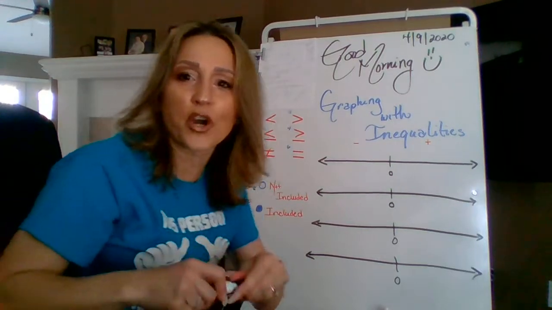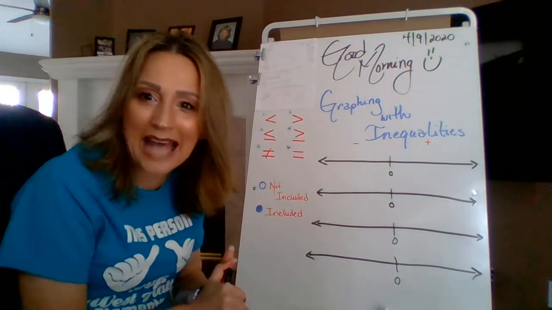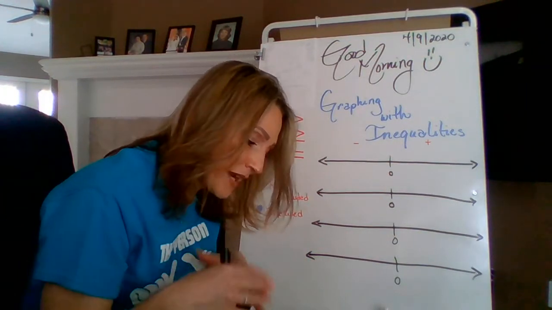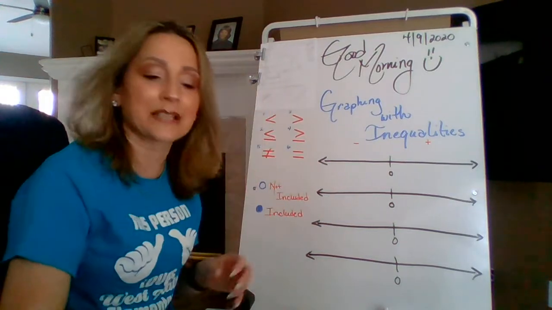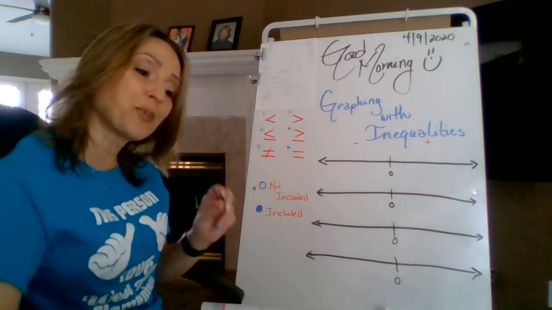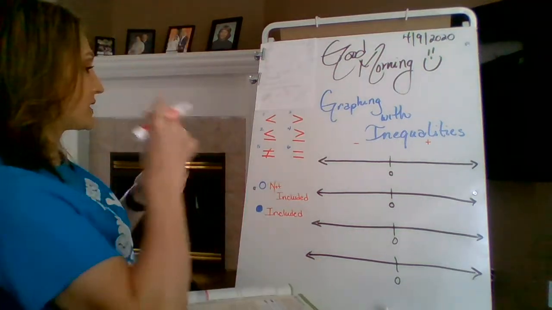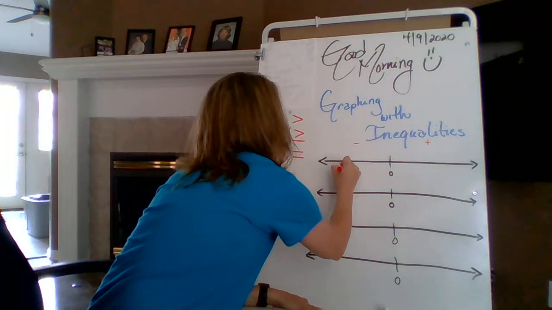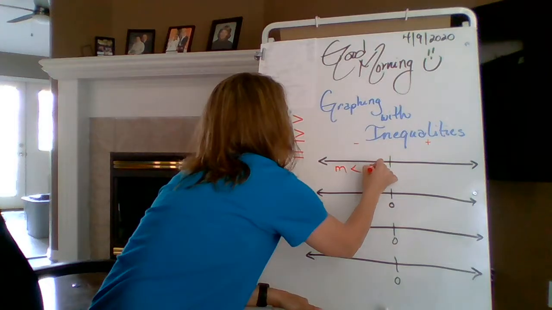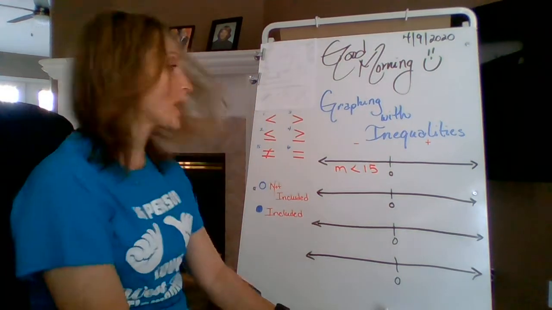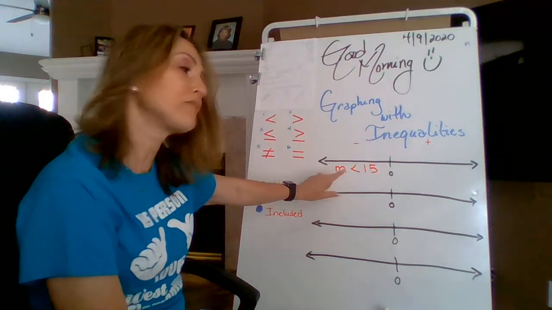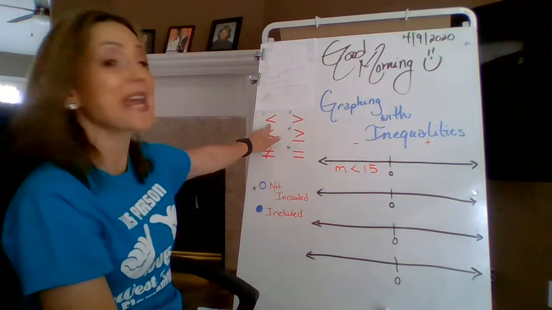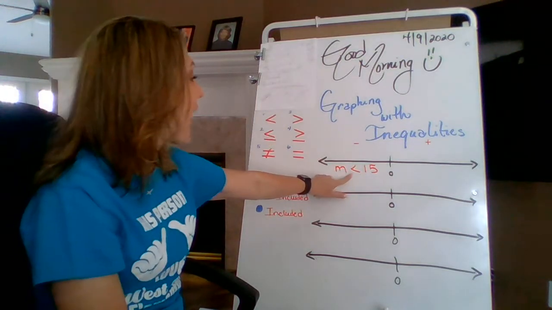So let's start off with, of course, the greatness of positive numbers, because everybody loves positive numbers. So the first problem I'm going to do, and I'm going to do it in colors so you can see things here, is the inequality m is less than 15. Okay? So we have a variable here, m. Its comparison to the number on the right-hand side is that it is less than. That is one of our comparison symbols.